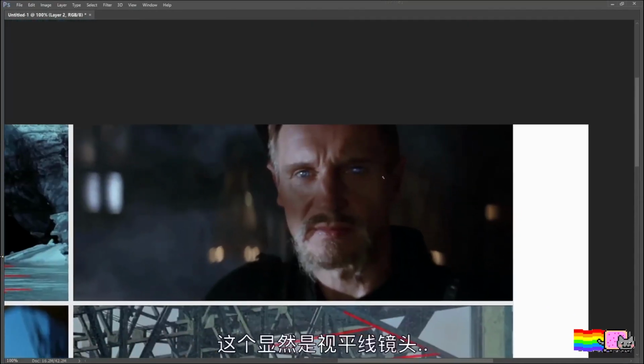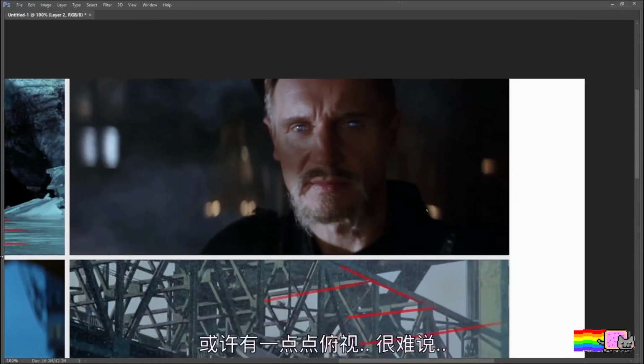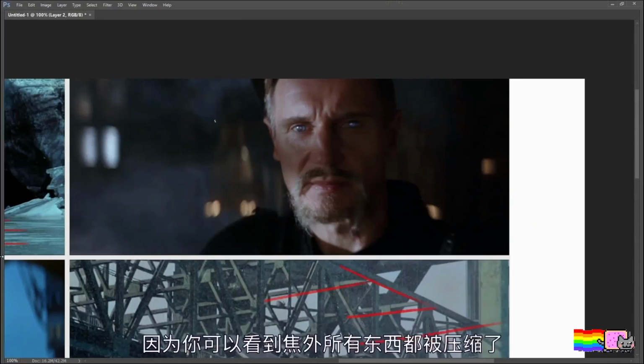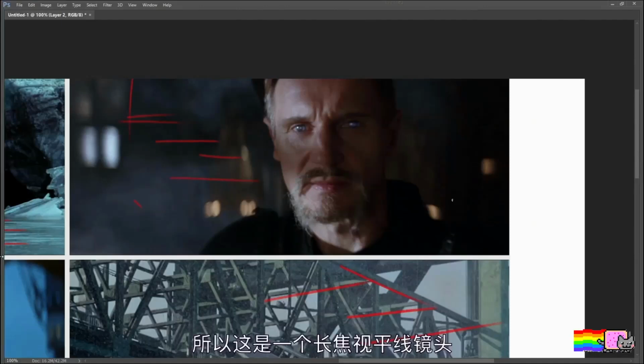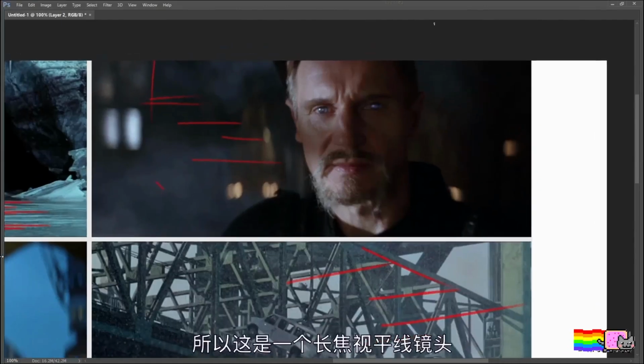With this one, it is obviously eye level. Maybe a little bit superior, slightly maybe, but it's hard to tell. But obviously this is a long lens because you can see how everything is out of focus. Everything back there is compressed, right? So that's why it is a long lens, eye level camera.